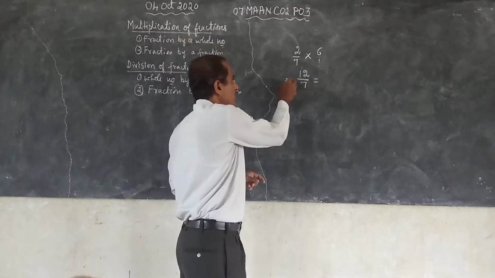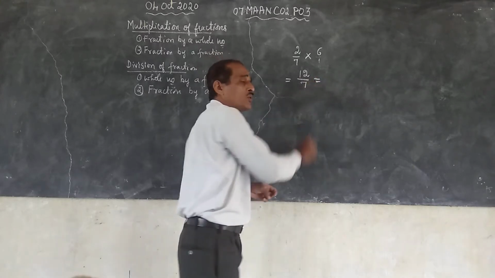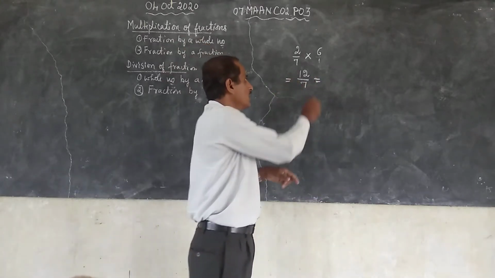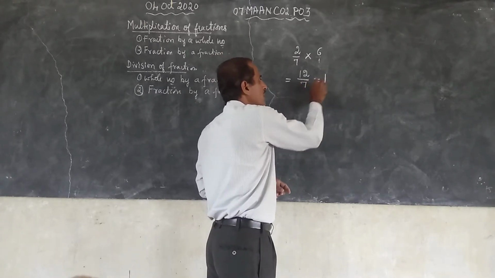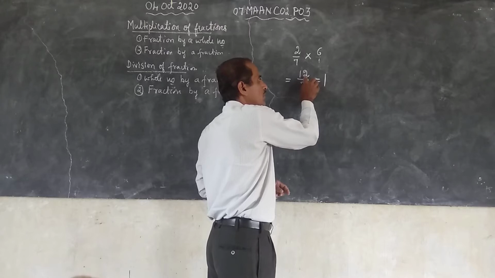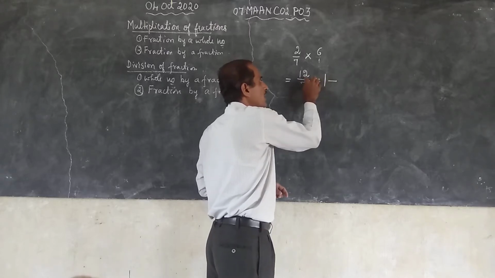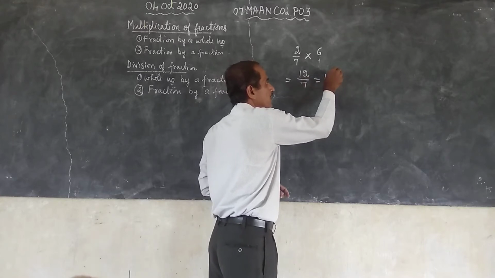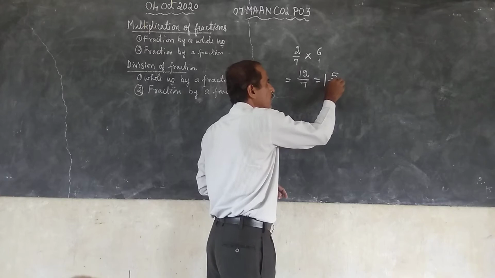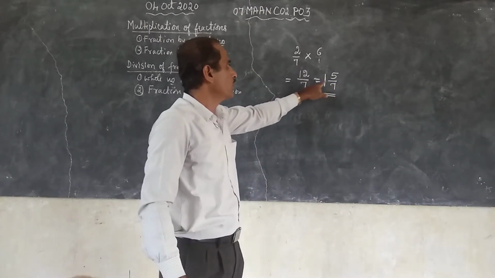12 by 7 is an improper fraction. You can convert this into mixed form. How to convert into mixed fraction? 7 ones are 7. 12 is to be divided by 7, one time. What is the remainder? 12 minus 7 is equal to 5. 5 is the remainder, which is to be written here, and the denominator you write as such. So 12 by 7 is equal to 1 and 5 by 7.